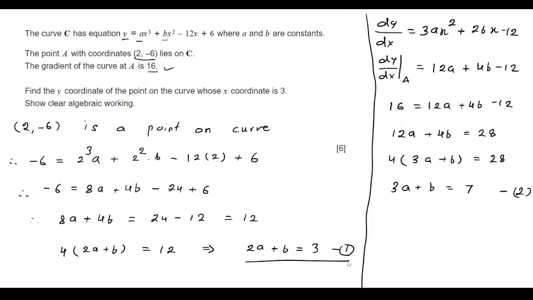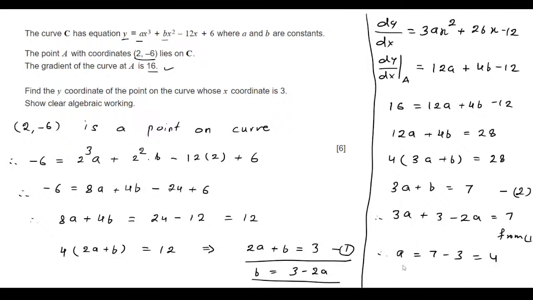Now I have equation 1 here. From equation 1 I can say that b is equal to 3 minus 2a. I will use the substitution method. So I will say that therefore 3 times a plus 3 minus 2a is equal to 7. This is from 1. So therefore a is equal to 7 minus 3, which is 4, and b is 3 minus 2 times 4, which is 3 minus 8. 3 minus 8 is what? Minus 5. So the value of a is 4 and the value of b is -5. This is the value of a and b we get.